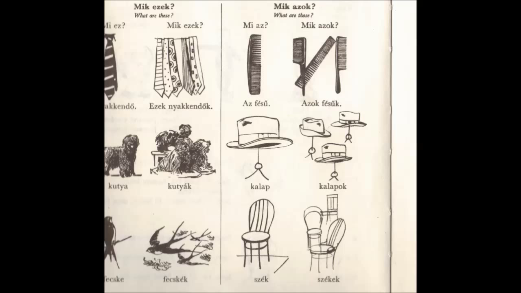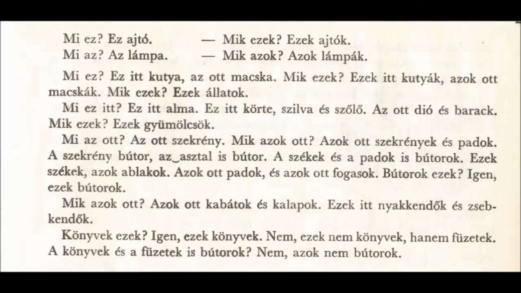So when you have the hat, kalap, kalapok, hats. Szék, which is a chair. Mi az, what's this? Az ajtó. Ajtó. Mik ezek? Ezek ajtók. Ajtók, that is doors. So you have the plural ending k on the doors. Same thing for the lamps. Lámpák. Mi ez itt? Kutya. What's this? Here's a cat, and there, that's a cat over there, must be.